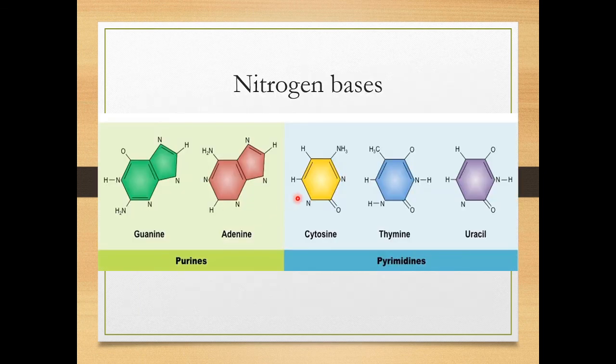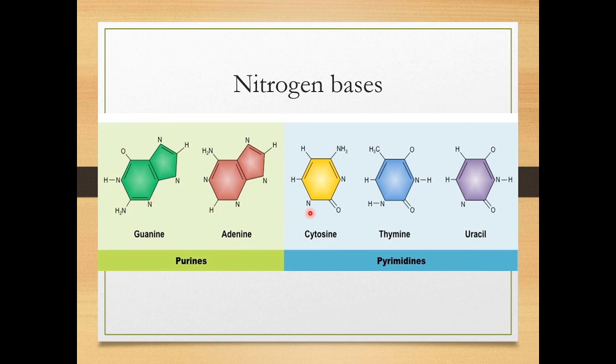And what are the nitrogen bases? There are two categories: purines and pyrimidines. The purines are double ringed structures. There are two rings, while the pyrimidines have only one ring. Purines are of two types, guanine and adenine, while pyrimidines are cytosine, thymine, and uracil.